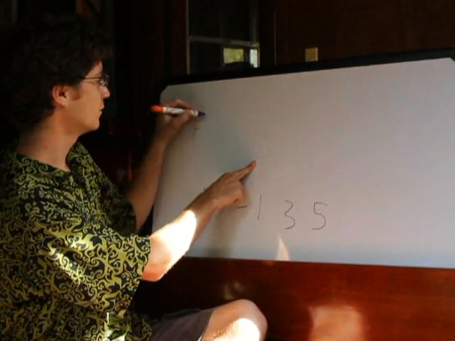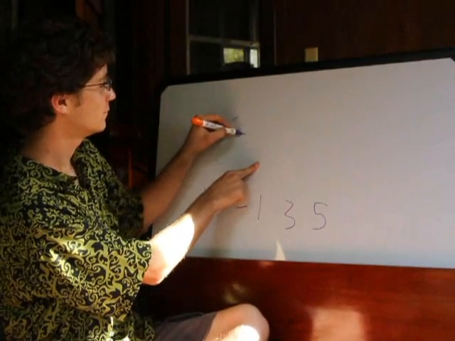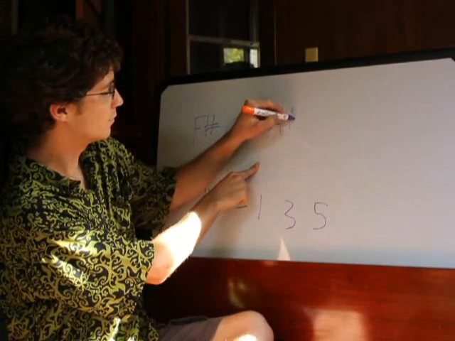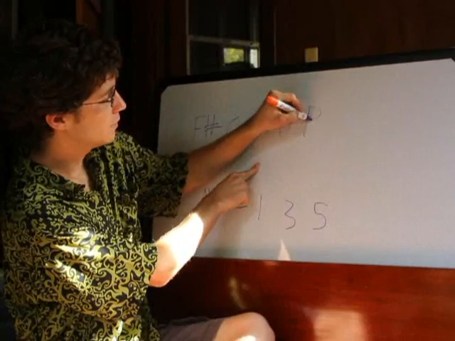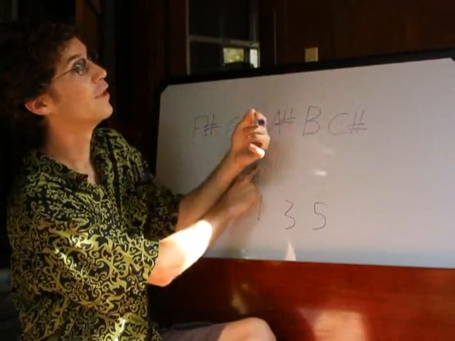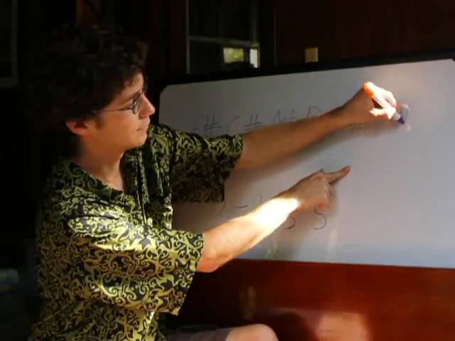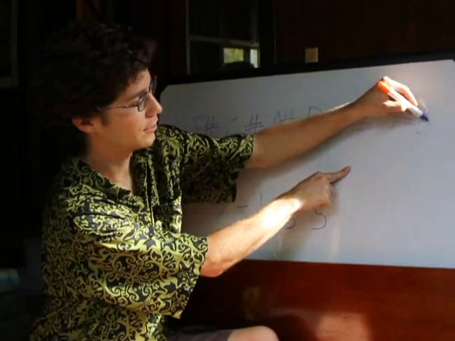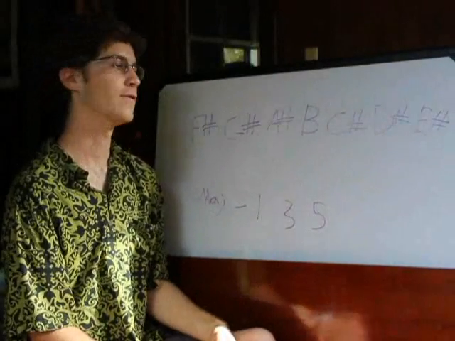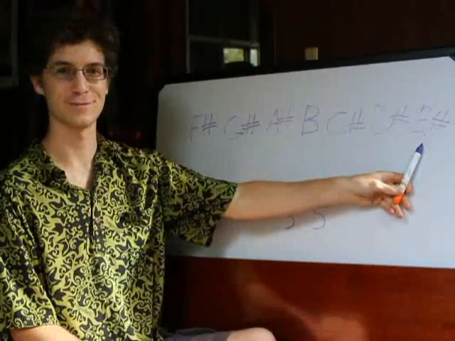F sharp, let's see, in F sharp, G sharp, A sharp, B, C sharp, and then D sharp, E sharp, and then you go back to F sharp. So using this scale, maybe this wasn't such a good idea as an example because we have E sharp, okay?